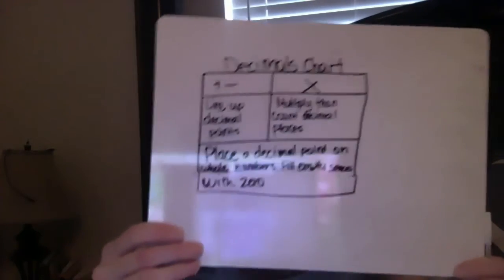Then, starting from the right side of the answer, we count over that many digits to the left and mark the decimal point. So I'm going to draw a decimal chart to show you what we're doing for multiplication and the addition and subtraction that we've already learned. We're going to put it on a table called a decimals chart. All right, so here we have our decimals chart.